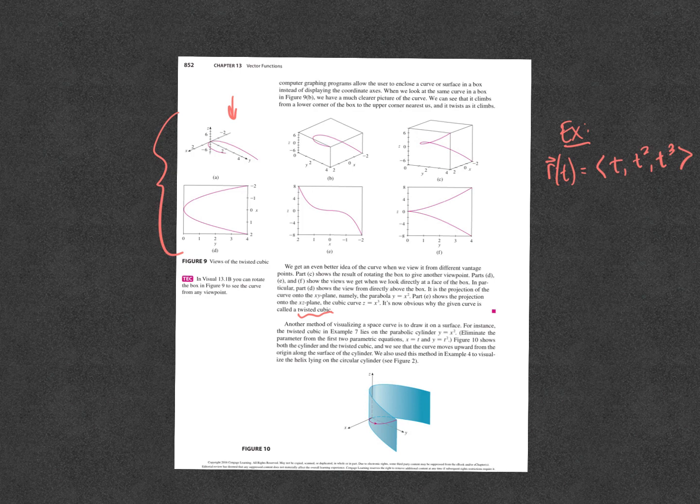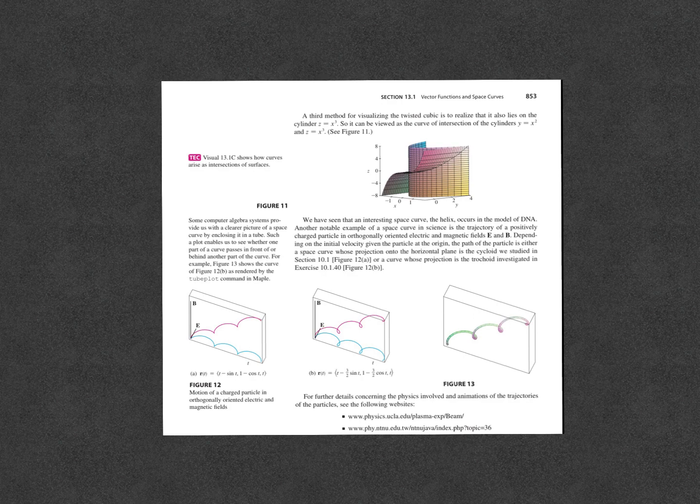Sometimes it's easier to see it when you draw it on a surface. That's what this sentence right here is saying. So take the twisted cubic in example 7 and look at it on a parabolic cylinder. Figure 10 below shows the cylinder and the twisted cubic, and you can see that it moves upward from the origin. So this 3D picture right here helps you get a better idea of that twisted cubic. A third method for looking at this is to look at it on the cylinder x equals y to the third, so you can see this here.